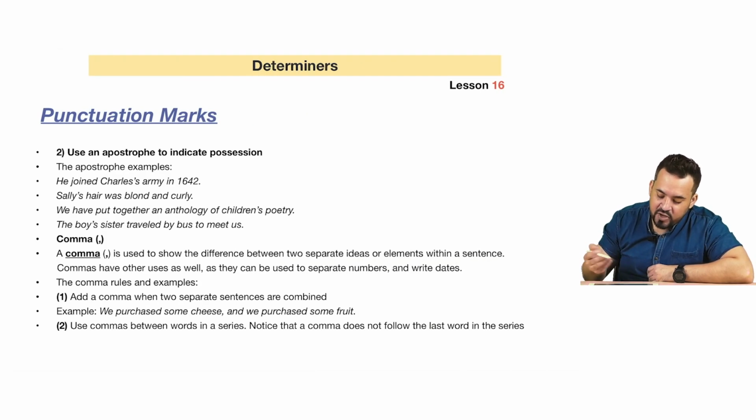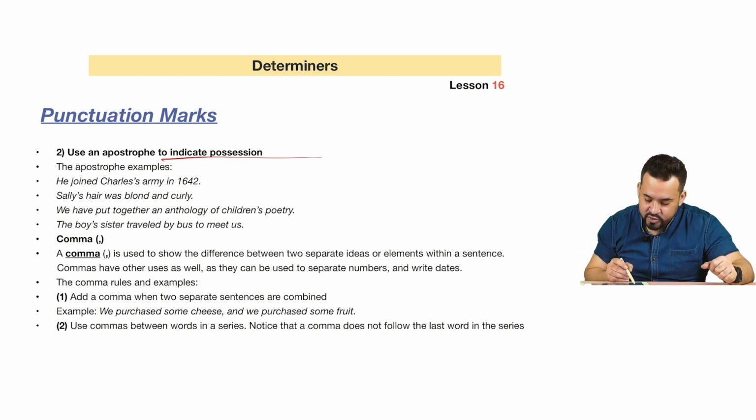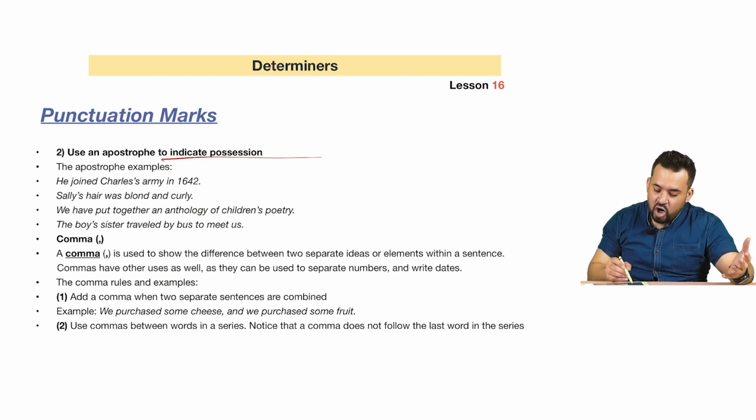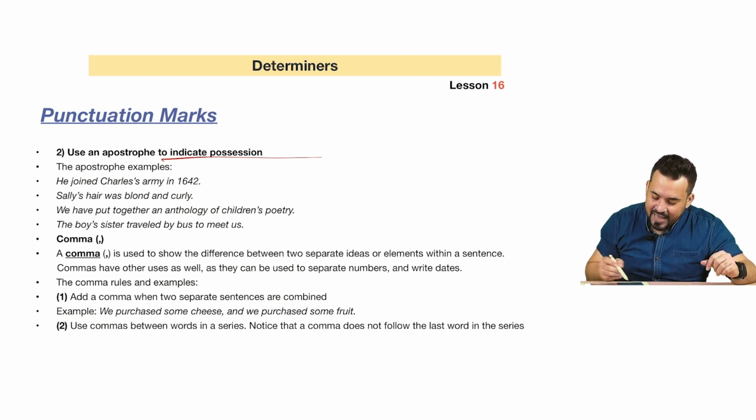Let's go to apostrophe. Apostrophe indicates possession. It can also indicate a contraction. So either possession or contraction. Like Charles' army. He joined Charles' army. Or Sally's hair. Or children's poetry.